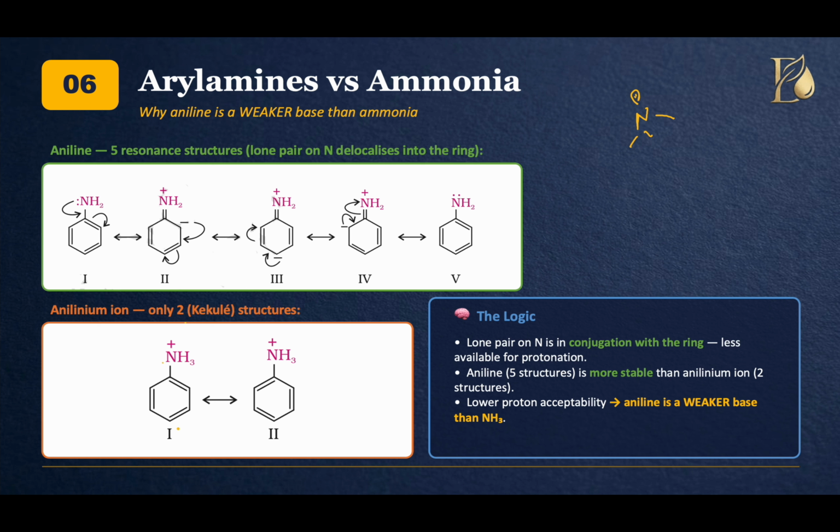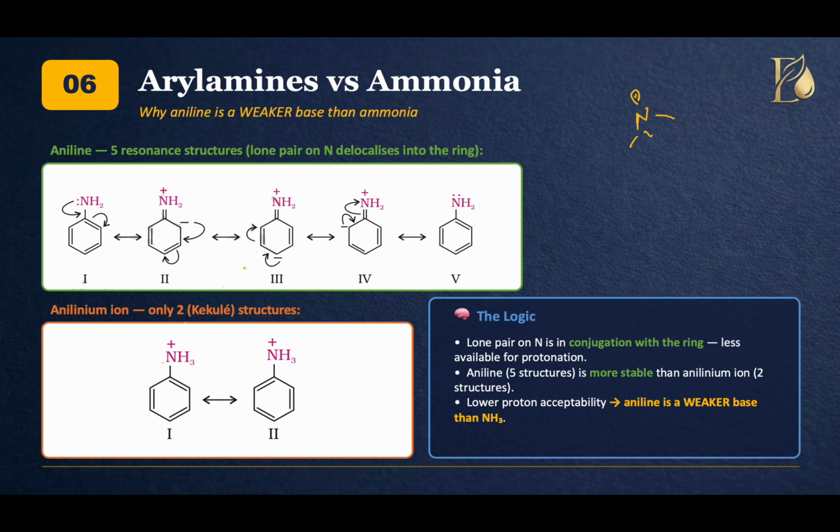So aniline remains more stable in the unprotonated form due to resonance stabilization. Since protonation destroys this resonance stabilization, aniline shows lower tendency to accept a proton. Therefore, aniline behaves as a weaker base than ammonia. Because of these two reasons, we can say aryl amines are less basic compared to ammonia and aliphatic amines.